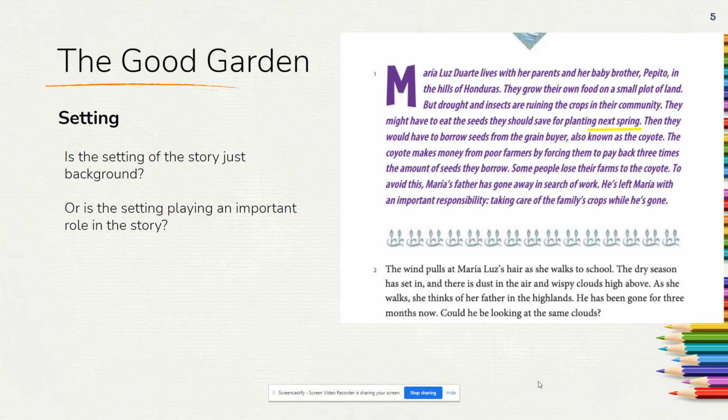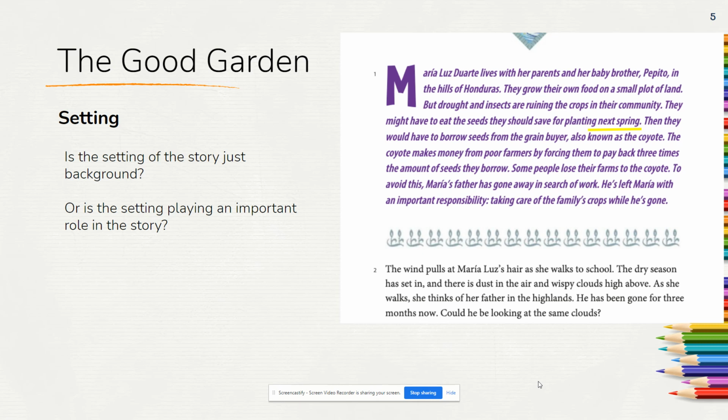The coyote makes money from poor farmers by forcing them to pay back 3 times the amount of seeds they borrow. Some people lose their farms to the coyote. To avoid this, Maria's father has gone away in search of work. He has left Maria an important responsibility, taking care of the family's crops while he is gone.